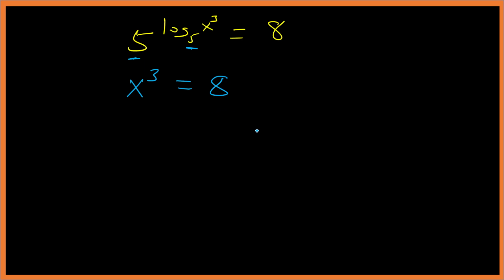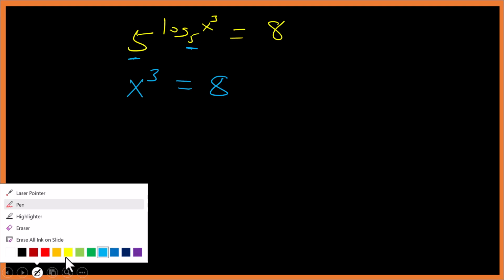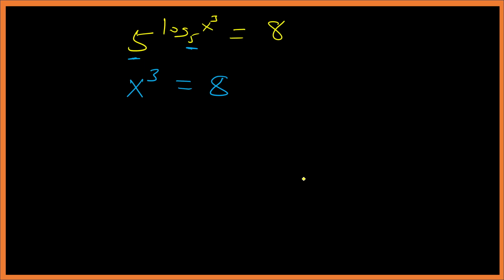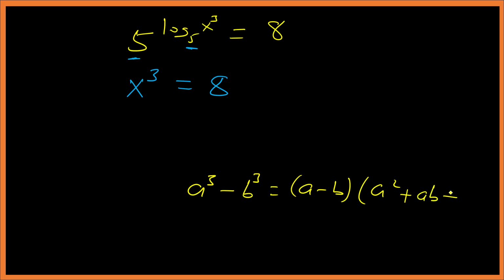All right. Now let's see if we can perform the difference of cubes. When we are given a cubed minus b cubed, it's the same as a minus b, a squared plus ab plus b squared. So we call this one difference of cubes. Can we express this one as that?